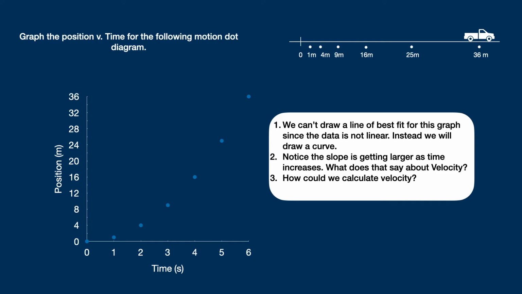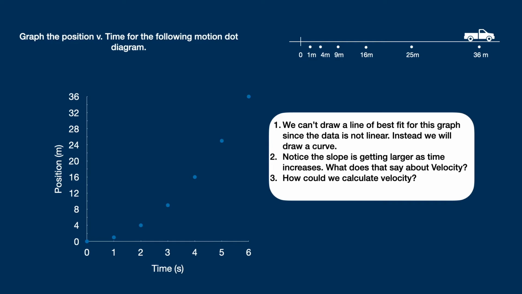All right, so notice that the slope is getting larger as time increases. And like we talked about earlier, slope is velocity. Slope of the graph is velocity. And since the slope is increasing, that means velocity is also increasing.